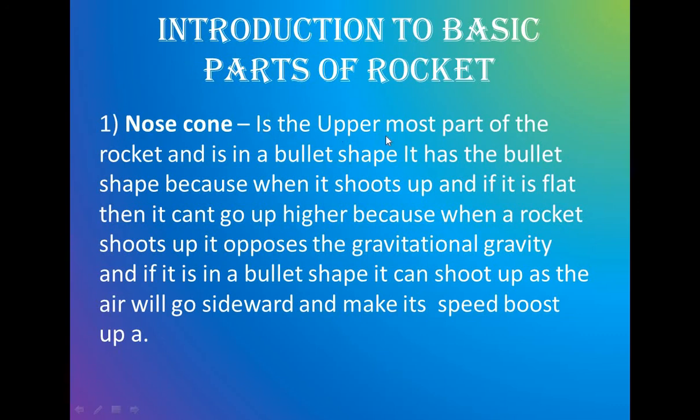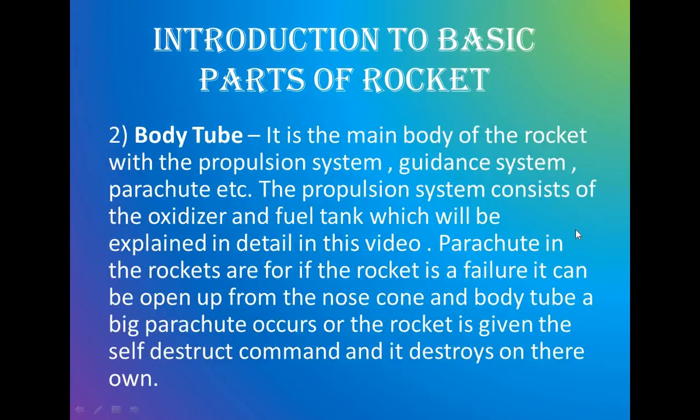So let's read it. The nose cone is the uppermost part of the rocket, and it is in a bullet shape. Why is it in a bullet shape? Because when it shoots up, if it is flat, it can't go higher, because when a rocket shoots up, it opposes the gravitational force. If it is in a bullet shape, it can shoot up as the air will go sideways and boost its speed in the air. Okay, so let's move on to the body tube.